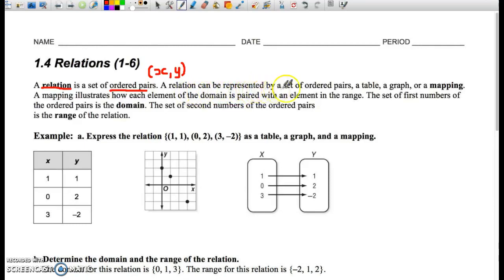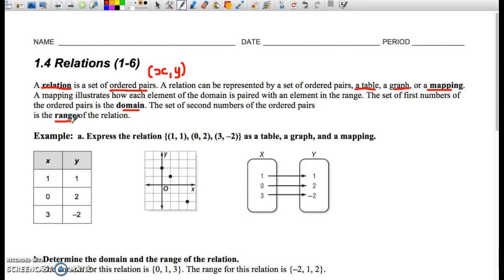And these relations, as I've said, can be represented by a set of ordered pairs, but they can also be represented by a table or a graph or something known as a mapping. A mapping simply illustrates how each element of your domain, which are your x values, is paired with an element in the range. The first set of numbers in your ordered pairs are always your domain. So your x values are known as your domain, and then the set of second numbers within your ordered pairs, or your y values, are always known as your range.